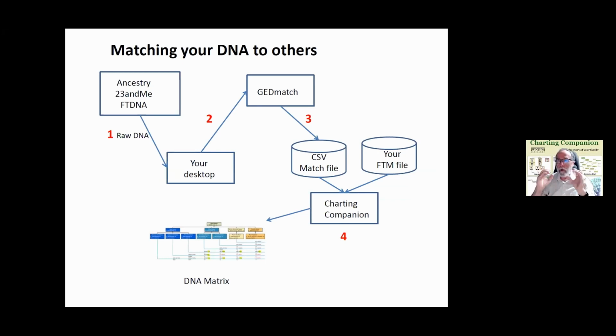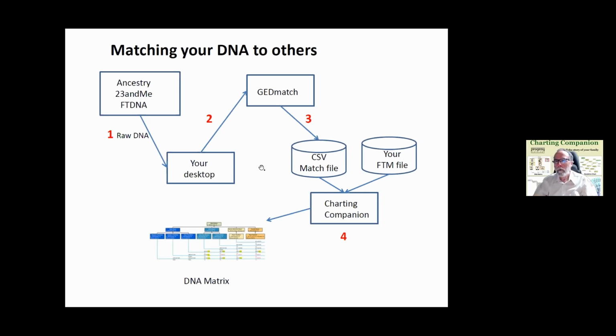Charting Companion reads over 33 different matching file formats. We will accept file formats from Ancestry, from 23andMe, and all the other matching services. So it doesn't have to be GEDmatch. I'm just using it as an example, but we will handle matching from any matching service.